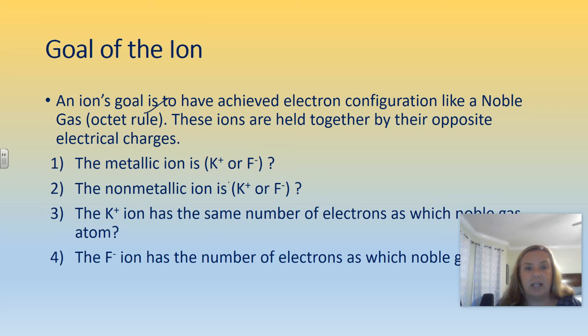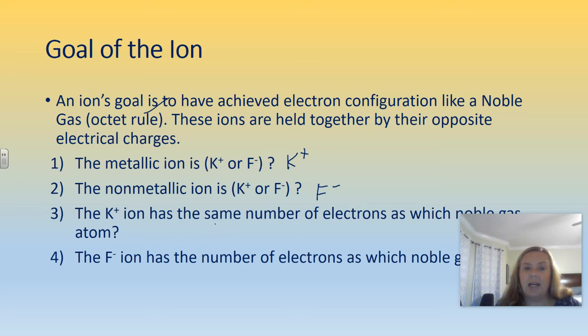The metallic ion is K plus or F minus. Well, our metal is always going to be the electron donor. So K plus. You can also tell that from where it's located on the periodic table. The nonmetallic ion is F minus. So fluorine is definitely a nonmetal on the periodic table.